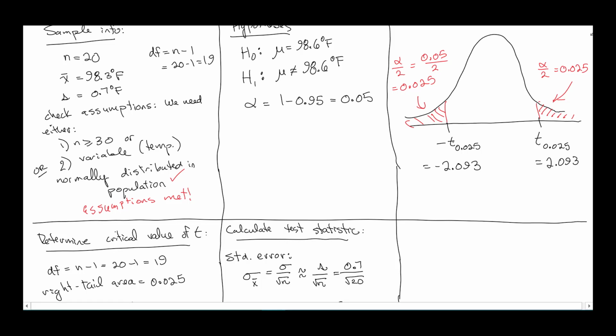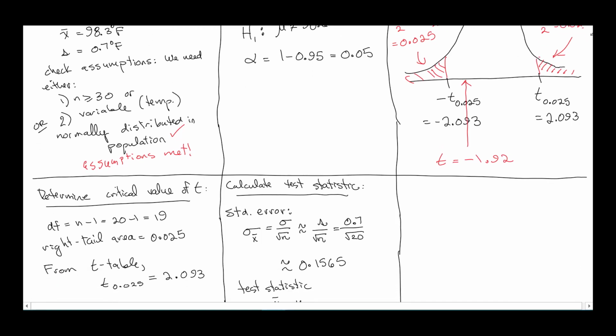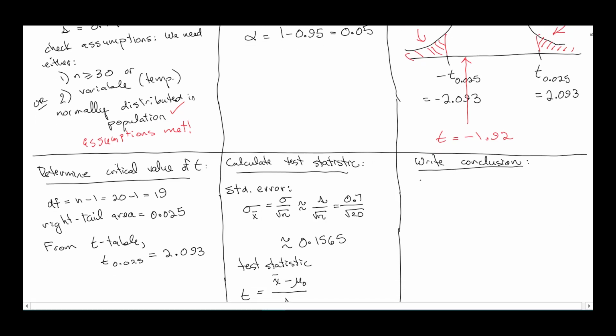So here is my t. Okay, so that is not in the rejection region. So that's going to tell us that we do not reject our H0, right? So I'm going to write it like this.